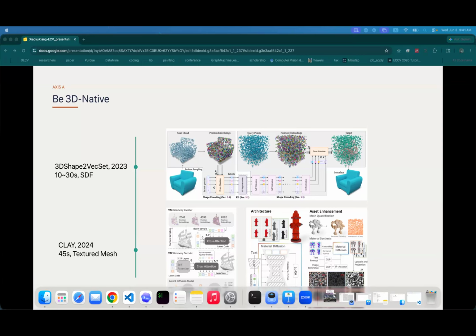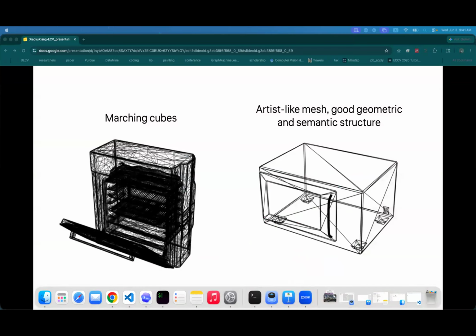But still, there is a gap. SDF and implicit fields are good for shape generation, but they often require mesh extraction and post-processing. And I have to say, not all the meshes are equally useful. Here is a simple example. Marching cubes can extract a surface from the SDF, but the resulting mesh often has many triangles and does not follow the semantic structure. On the right side, we have an artist-like mesh. It has fewer faces, cleaner edges, and a structure that corresponds to meaningful parts of the object.